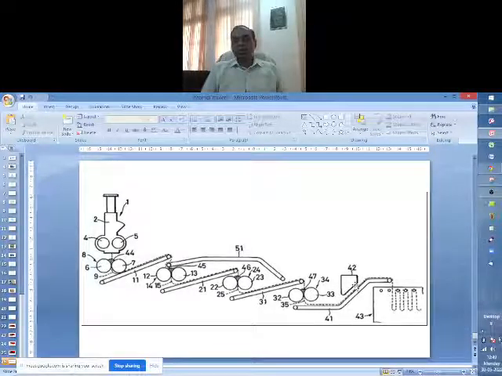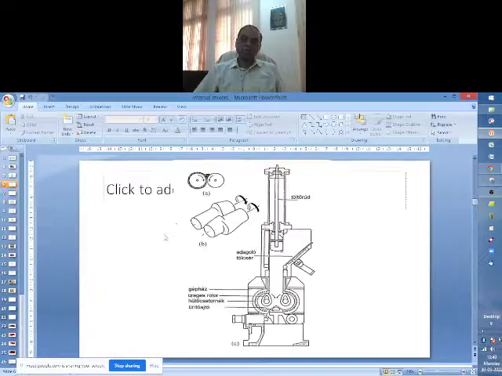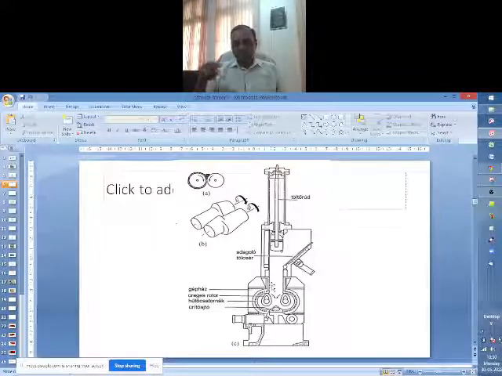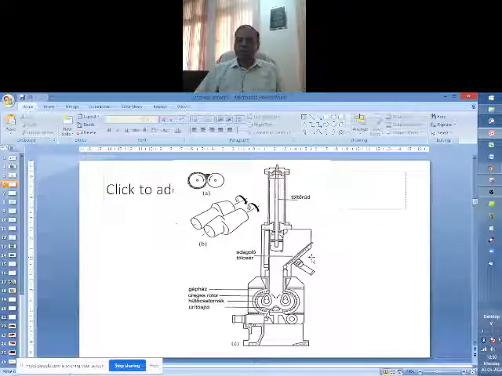Now, what do you do in a mixer? The question is, when you open this, you have to add all the ingredients in the shortest possible time. Why is it? Because in a two-roll mill, you're talking about 10 or 15 minutes. If you take half a minute or 1 minute for feeding, that is a small fraction. But when you have only 1.5 minutes for mixing, if you take 1 minute for feeding, that is a huge loss. That is why feeding needs to be critically looked at and made possible in the shortest possible time.